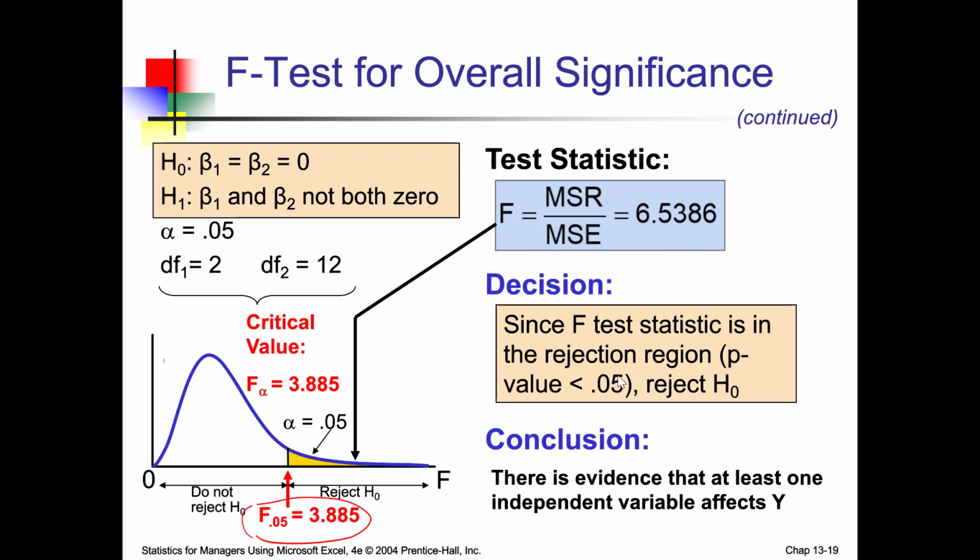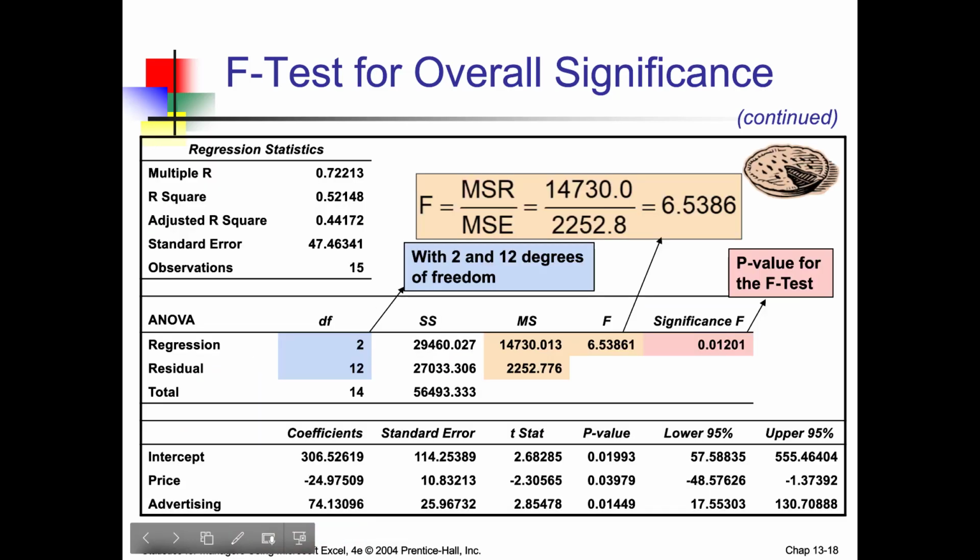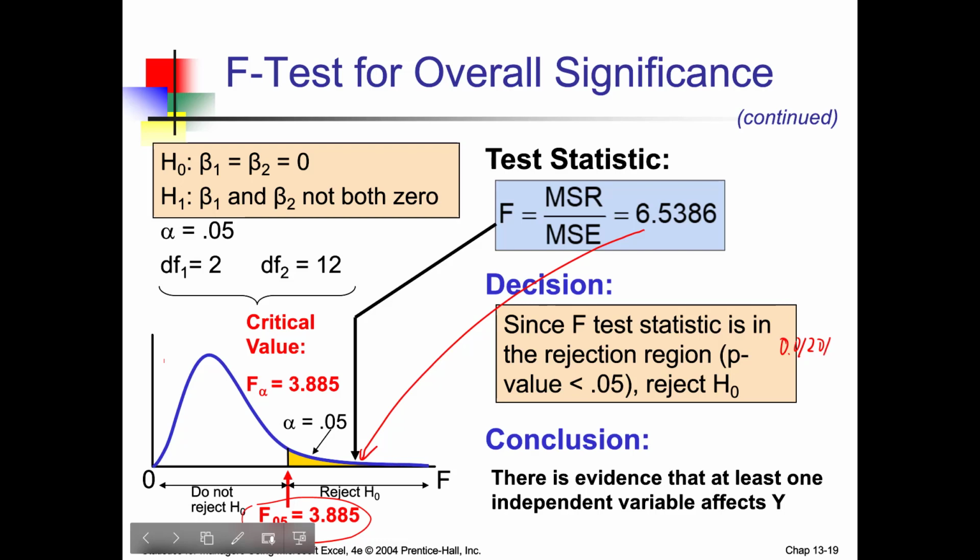As you can see, our test statistic F value falls in the rejection region. So basically we reject H0. Also, using the p-value, the p-value is 0.012, which is much smaller than alpha, 0.05. That means we reject H0, so at least one beta is not 0. That's evidence that with 95% confidence, we can say that at least one independent variable affects y. At least one of them.